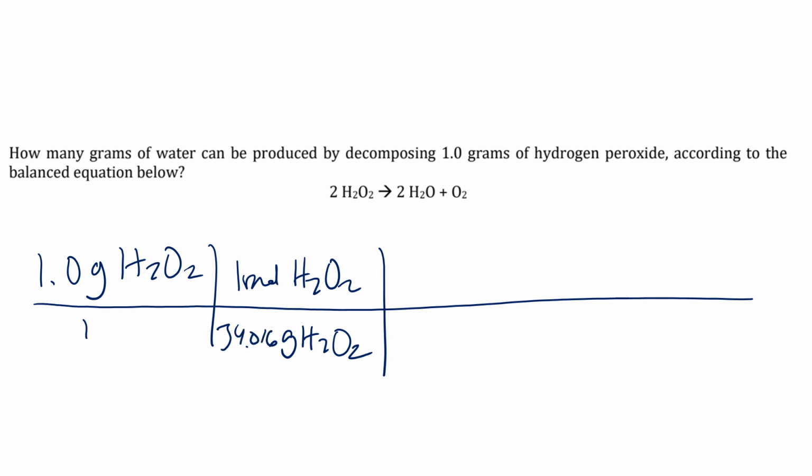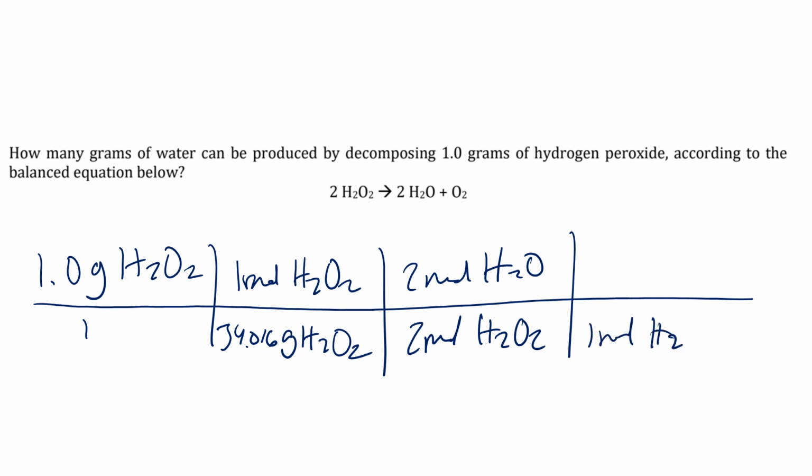Now my mole to mole ratio. So 2 moles of H2O2, converting that to 2 moles of H2O. And then 1 mole of H2O on the bottom, grams of H2O on the top. So 1.008 times 2 plus 16, so approximately 18.016. This will equal my grams of water.